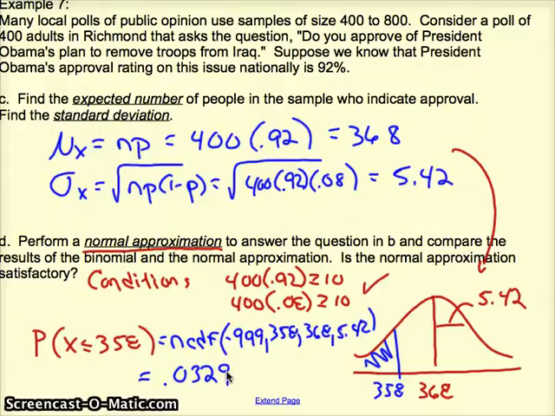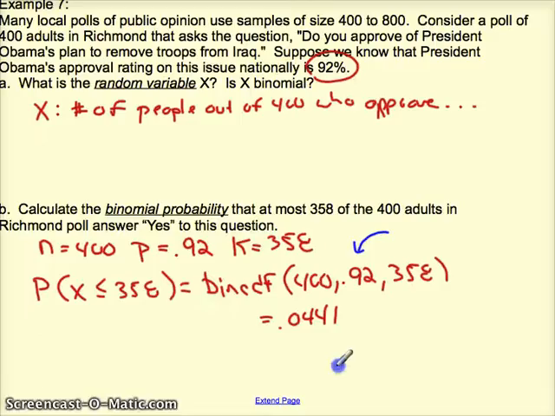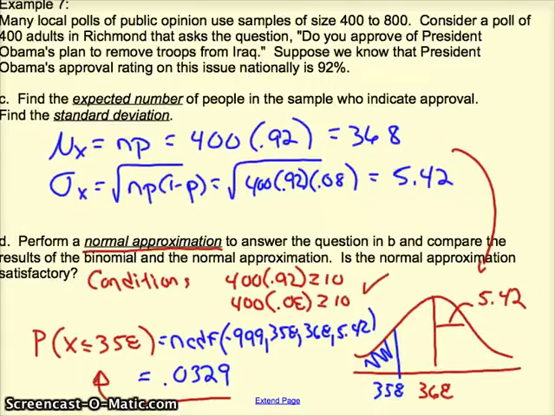Well, hold on. Here I got 0.0329 when I did the probability. Back here I got 0.0441. Why are they different? Well, the clue is this. It's an approximation. And the bigger the sample size, the better the approximation will be. The bigger n times p is, the better the approximation will be. So that's normal approximation to a binomial distribution.